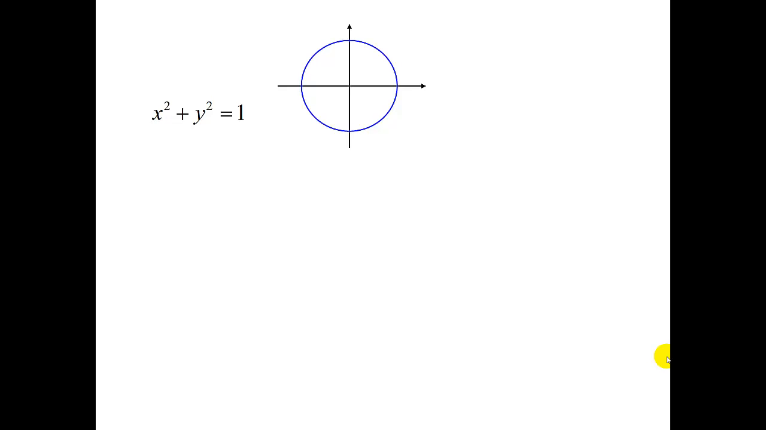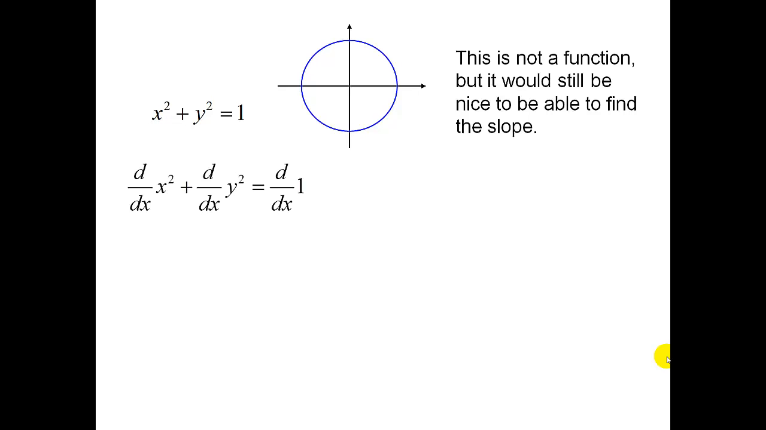Here's a circle. As you know, the equation of a circle includes x squared plus y squared equals the radius squared. This is a circle with radius 1. Sure would be nice to know the slope of this circle at any point, even though it's not a function. So we're going to use implicit differentiation to do this. To take the derivative, we take the derivative with respect to x of everything on both sides of the equation. So we're going to take the derivative with respect to x of x squared, y squared, and 1.